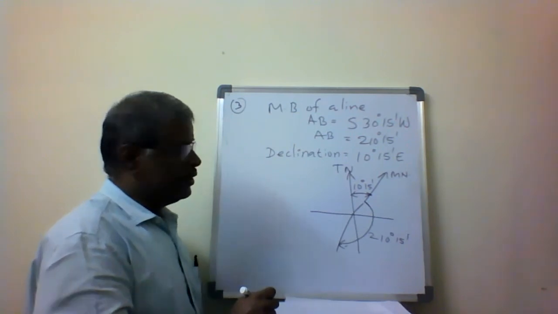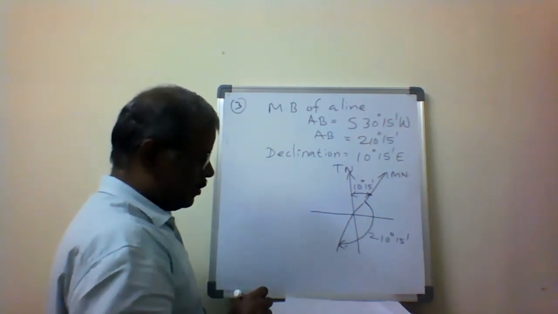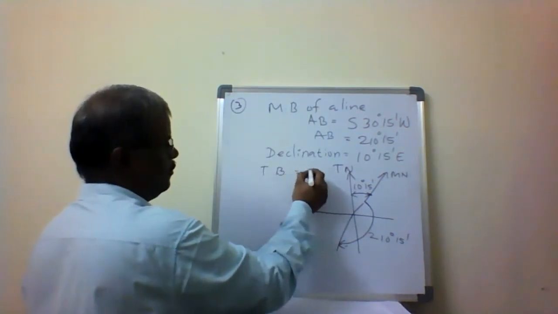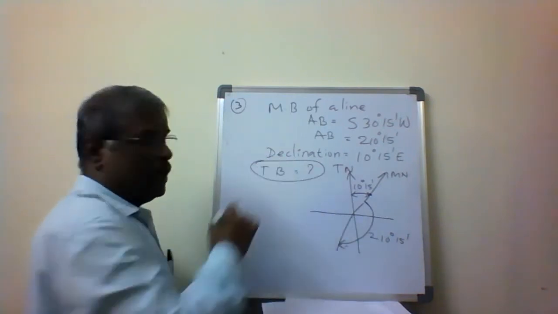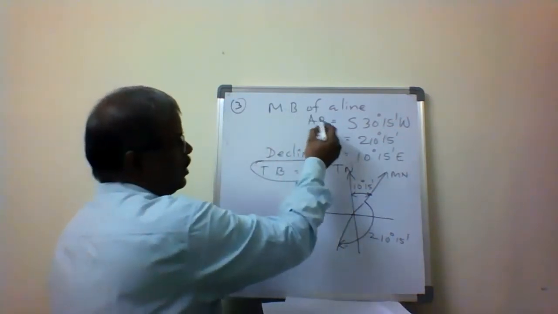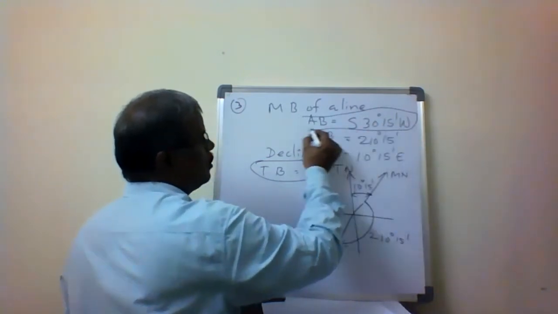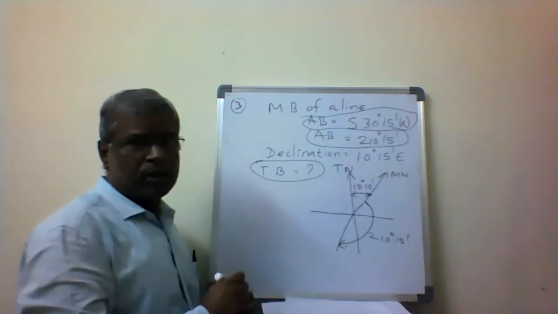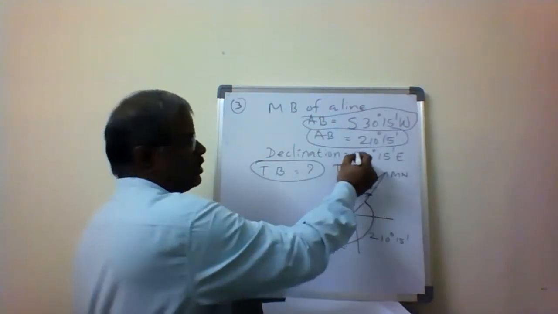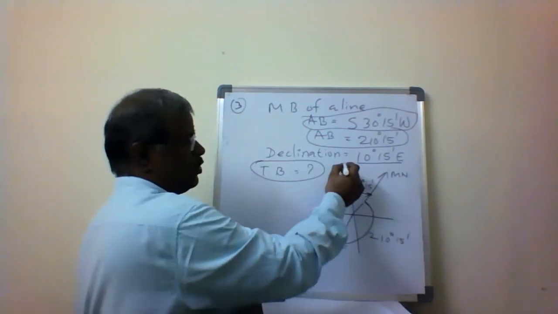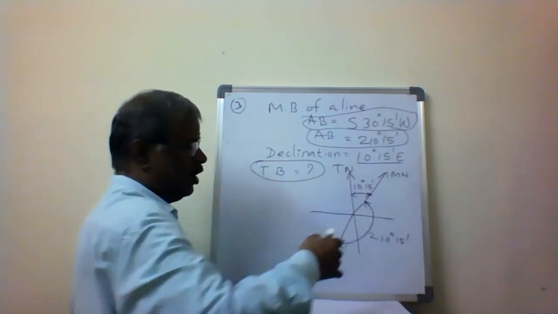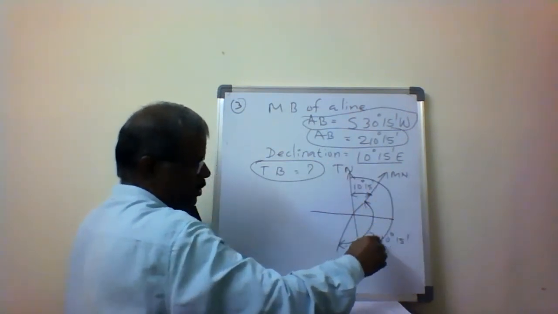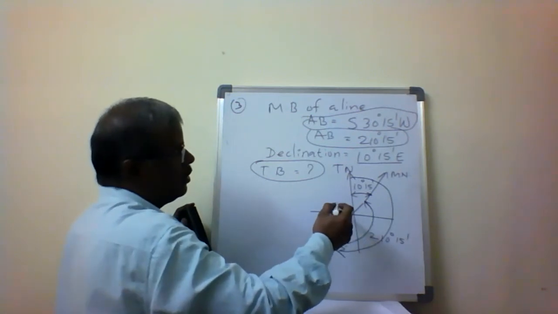Now we have to calculate the true bearing. The magnetic bearing of the line was first given in the quadrantal system, then I converted it into the whole circle bearing. The declination is given as 10 degrees 15 minutes. So with true north and the magnetic bearing given, I have to calculate the true bearing. The true bearing is from here to here. So this is the line AB.